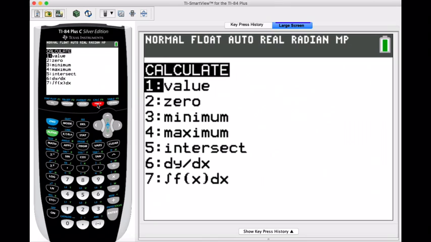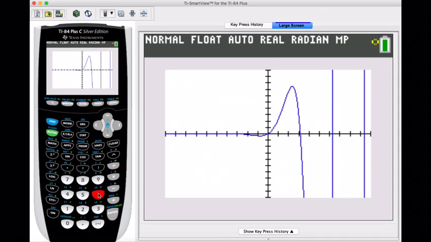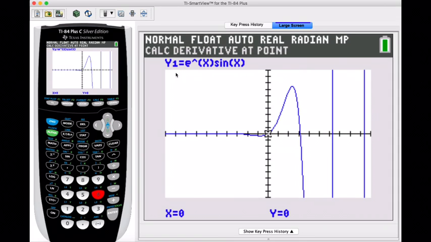And I'll open up this menu, this calculate menu, and this is where we can do values, we can do zeros, minimums, maximums, intersections, and then you'll see 6 and 7. 6 has our Leibniz notation, dy dx. 7 is something called an integral, which you will learn about next year in calc. But in 6, dy dx, if I choose calc 6, it says, okay, calculate the derivative at a point. Your calculator will tell you what you're doing. It says calculate derivative at a point.